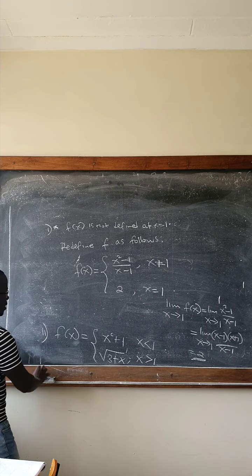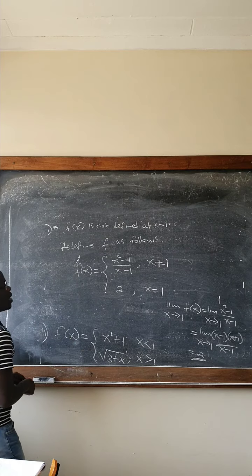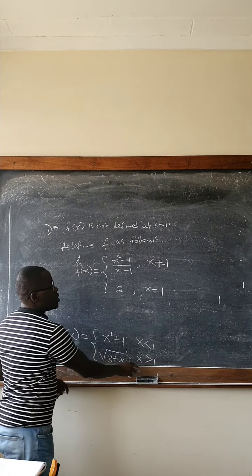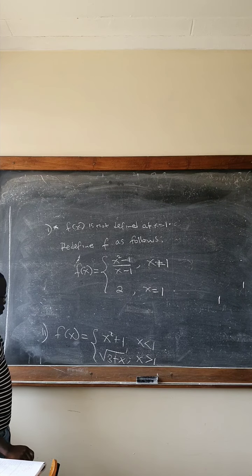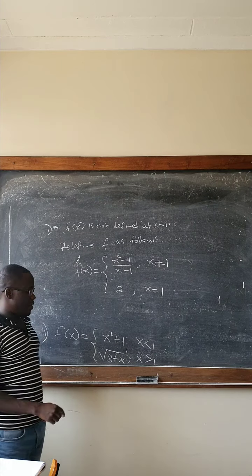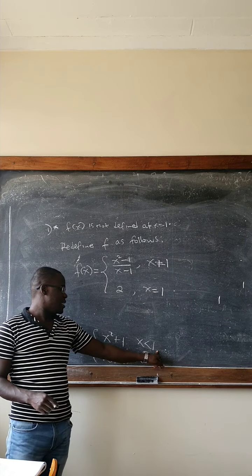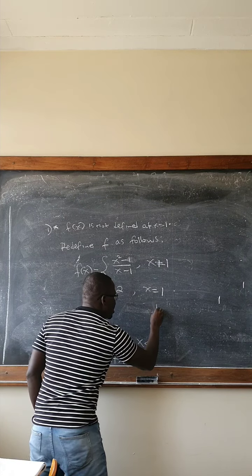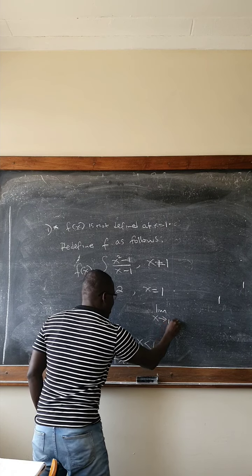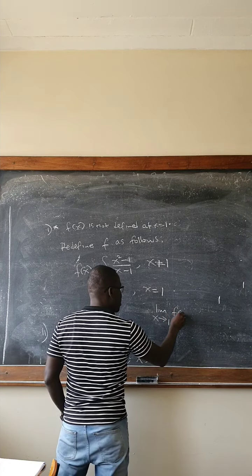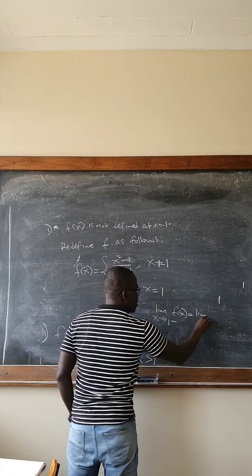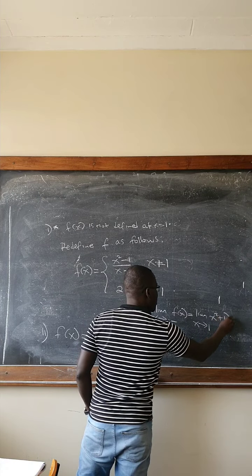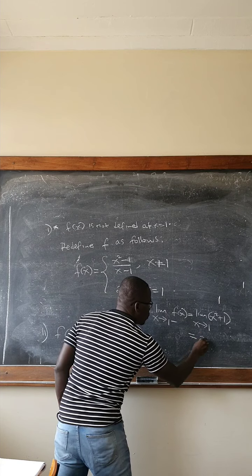Now, the second one, this is x squared plus 1. So I remove this. The second one is x squared minus 1. So here, f of 1 is not given. So when you see here, this is for x less than 1 and then for x greater than 1. And you can see that if you take the limit as x tends to 1 from the left of f of x, this is going to be the limit as x tends to 1 of x squared plus 1, and this limit is going to be 2.